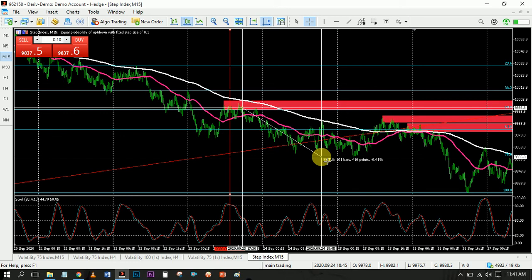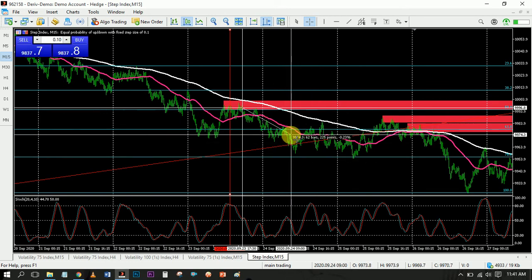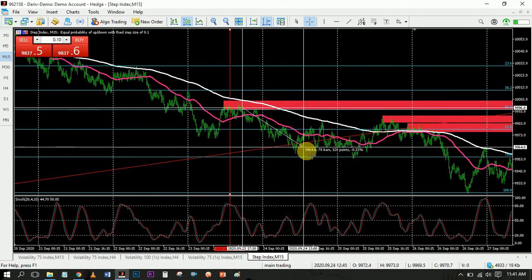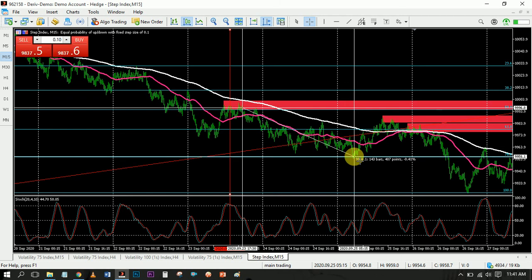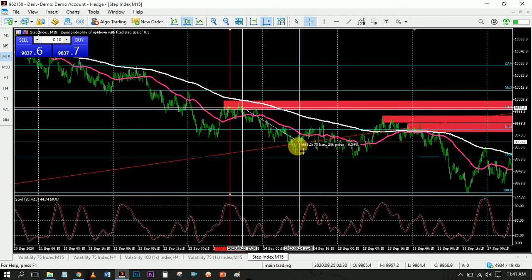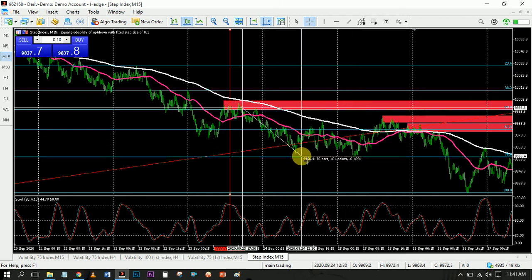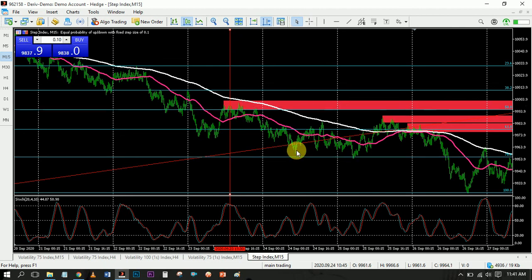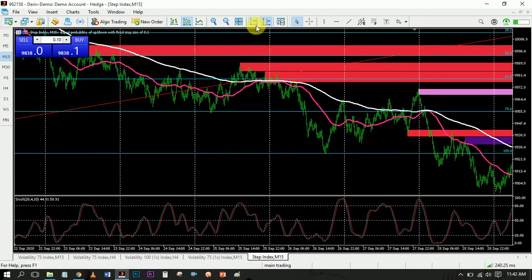So you can trade the market until it hits your trailing stop, or you can just place a fixed take profit right here. So that's how you can actually trade using the special indicator that draws support and resistance lines for you.